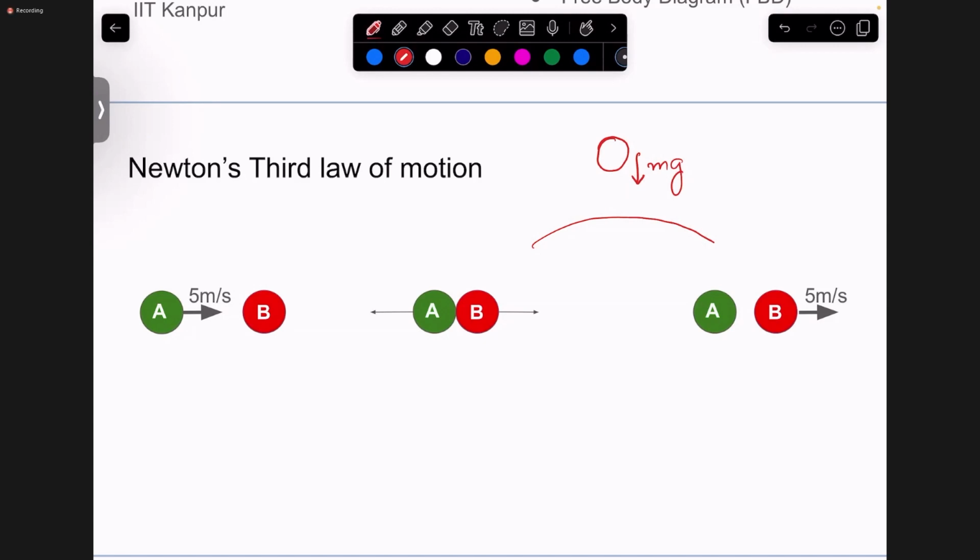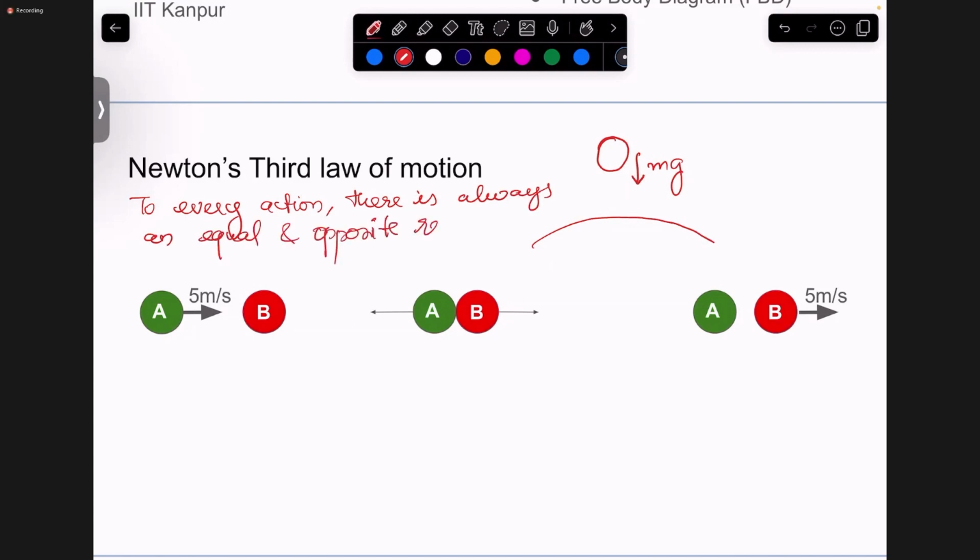So when we want to discuss the law, we will first state it. What is the statement of Newton's third law of motion? It is, to every action, there is always an equal and opposite reaction.